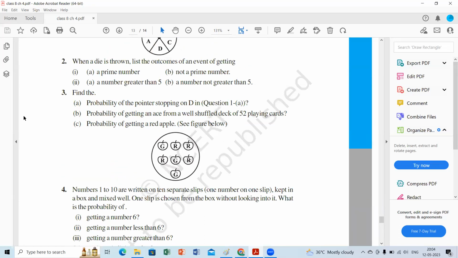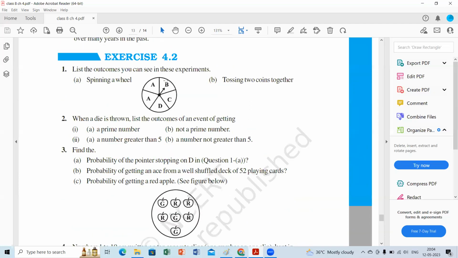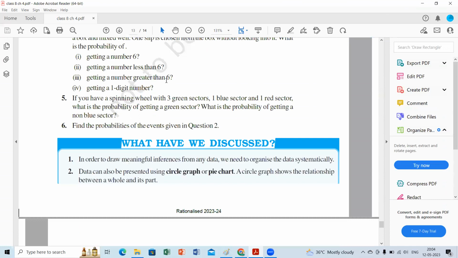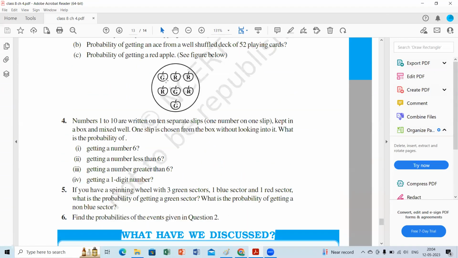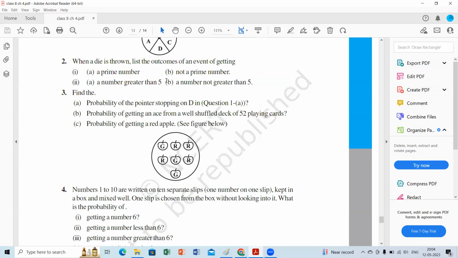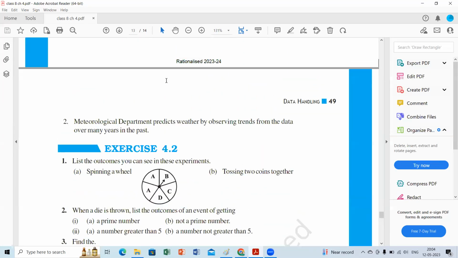Find the probability of this. Which question did we complete? Children, please try the cards, go through them and come back. We'll see the rest of the part in the next class.